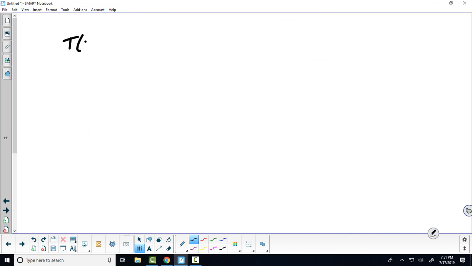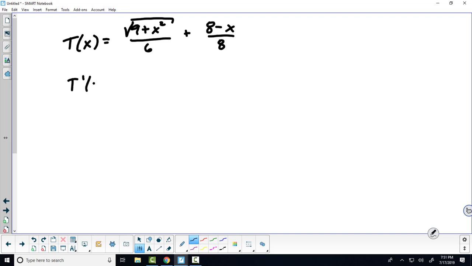So we've got, I'm just going to recopy it. T of x is the square root of 9 plus x squared all over 6, plus 8 minus x over 8. So let's find t prime of x here. Well, that's going to be 1 over 6 times 2 times the square root of 9 plus x squared, times 2x, plus negative 1/8.